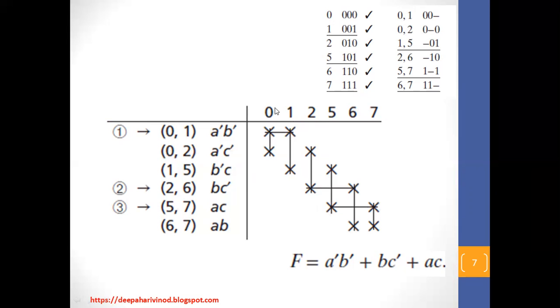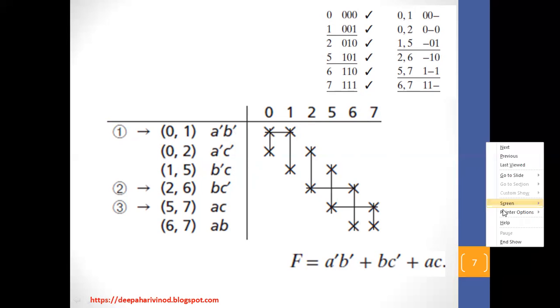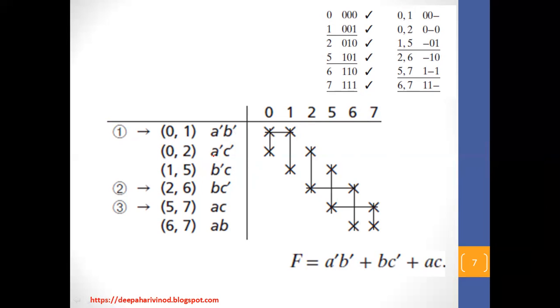Now check column-wise whether you have only one single mark or two marks. You cannot notice any single mark. So for example, if I choose this A bar B bar, then if I choose this one, it covers this column and this column, isn't it? You have two check marks, and the same way it covers this as well as this.